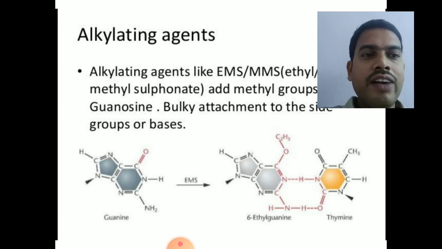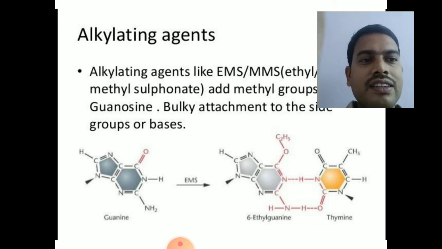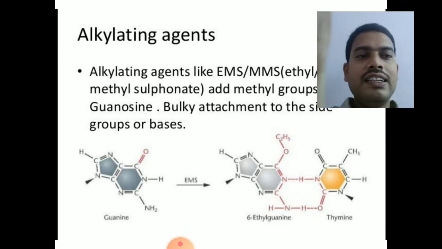So this is general guanine. You can see in the left side bottom, guanine. When an alkylating agent is present, it is converted into 6-methyl guanine. Instead of binding with cytosine, it is binding with thymine. You can clearly see here. So that is the function of alkylating agents.